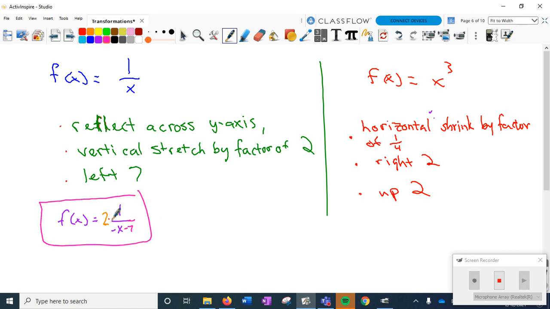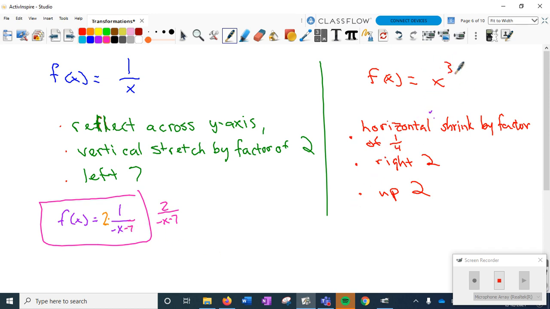Now, technically I could write it as 2 over negative x minus 7. It's the same thing. But if you got that, you're good to go. Okay? Reflect across the y. That's horizontal, so it has to happen inside only to the x. Vertical stretch, well, it's vertical, it has to happen outside, and a stretch is always a multiplying. Okay? And the left 7, left is horizontal, so it has to happen inside. It's got to be underneath. Okay? Let's do the next one.